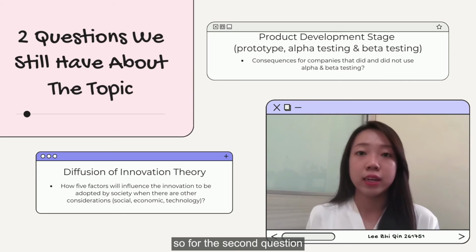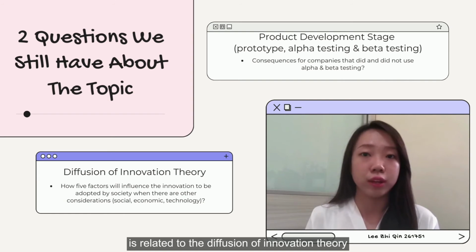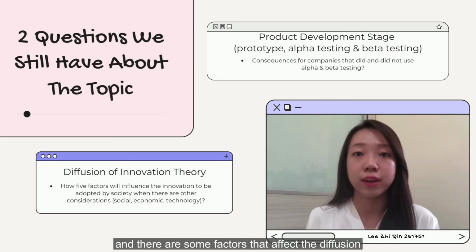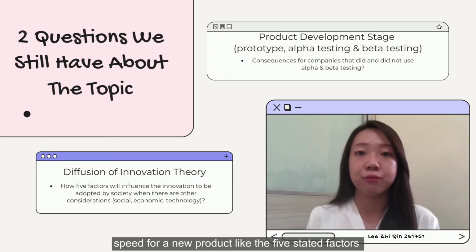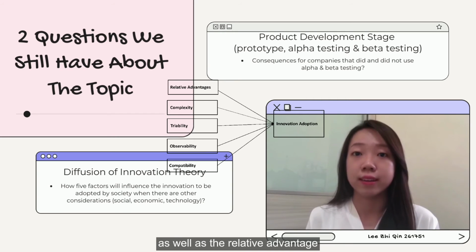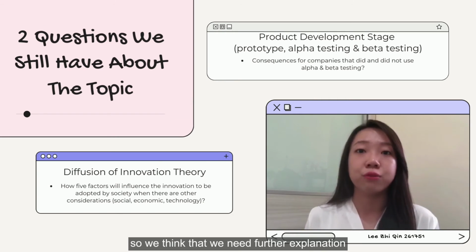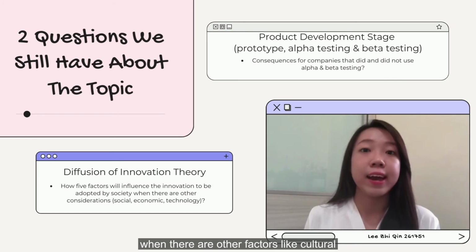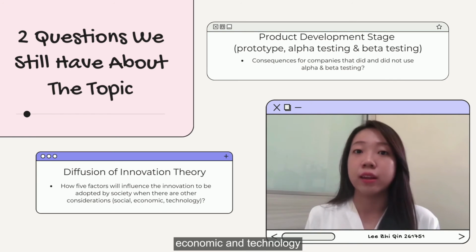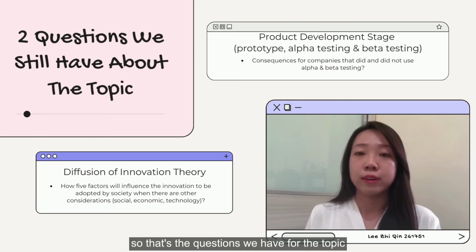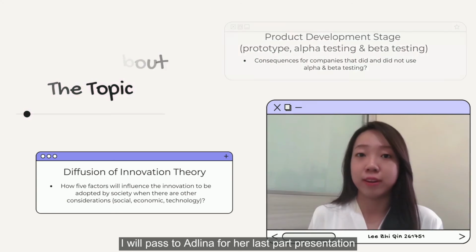So the second question is related to the diffusion of innovation theory. Based on our understanding, different products diffuse at different rates and there are some factors that affect the diffusion speed for a new product, like the 5 stated factors, which are compatibility, observability, complexity, and triability, as well as the relative advantage. So we think that we need further explanation about how this theory will influence the new innovation to be adopted by society when there are other factors like cultural, economic, and technological ones. And are there any other theories that relate to innovations too? So those are the questions we have for the topic. I will pass to Adelina for her last part of the presentation.